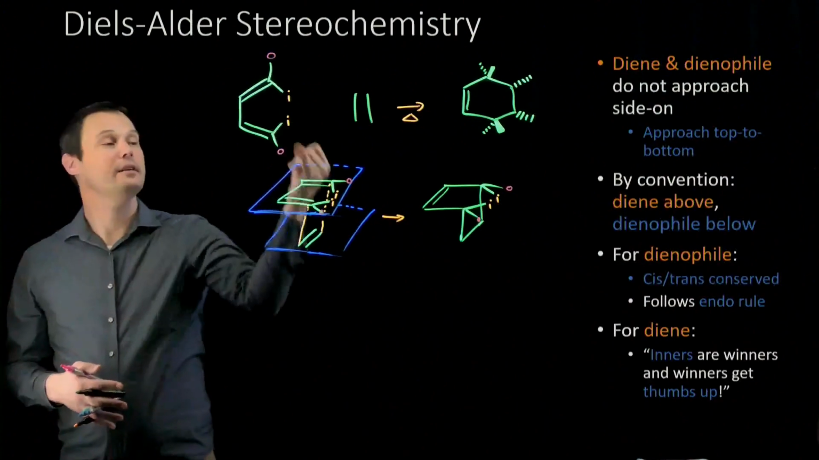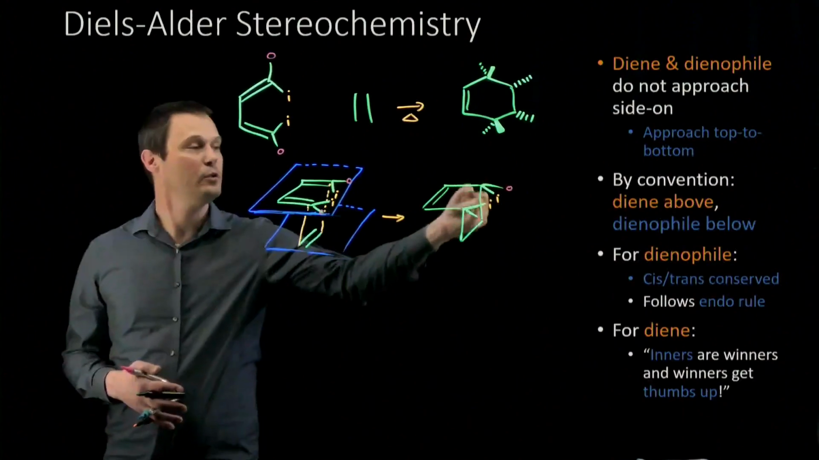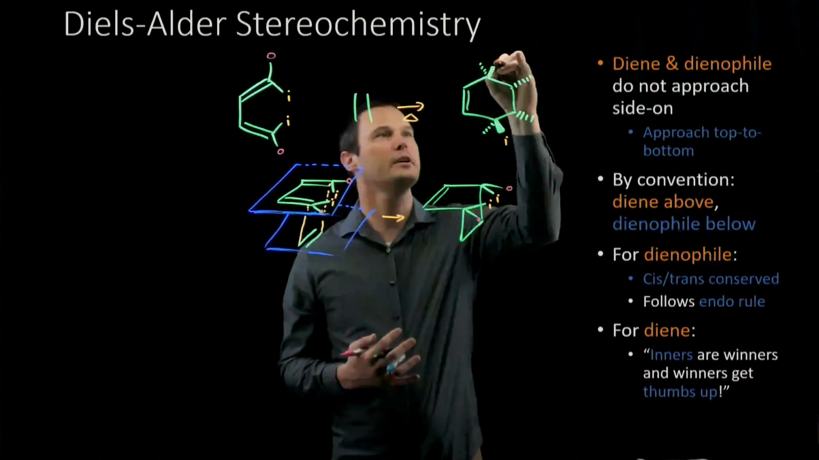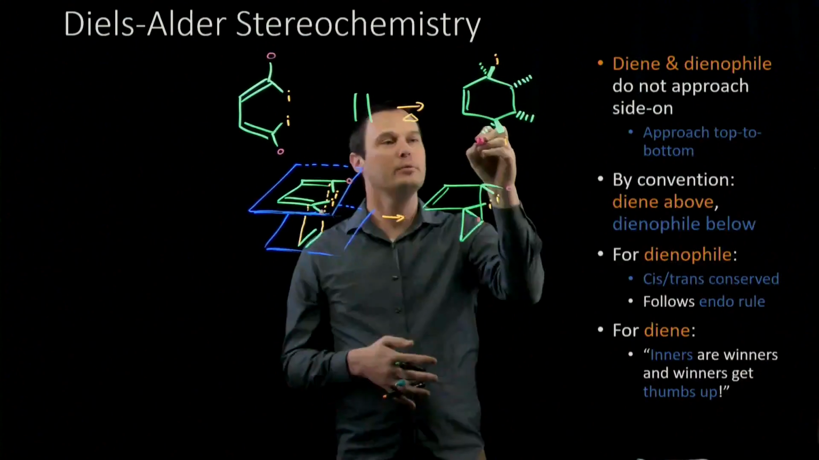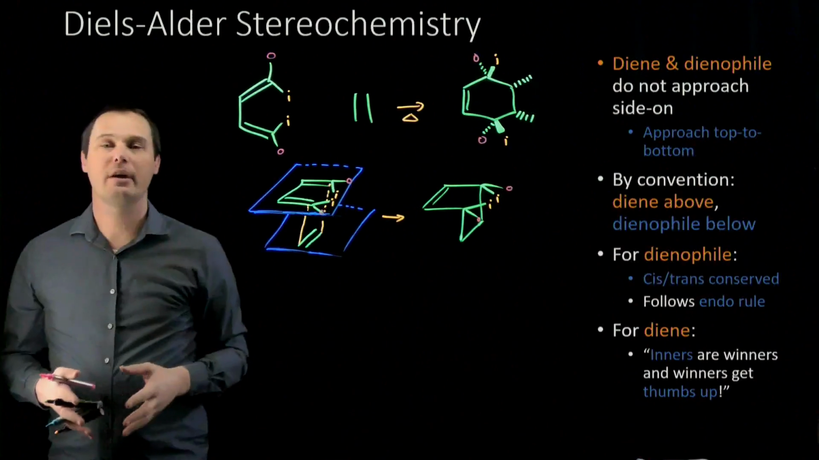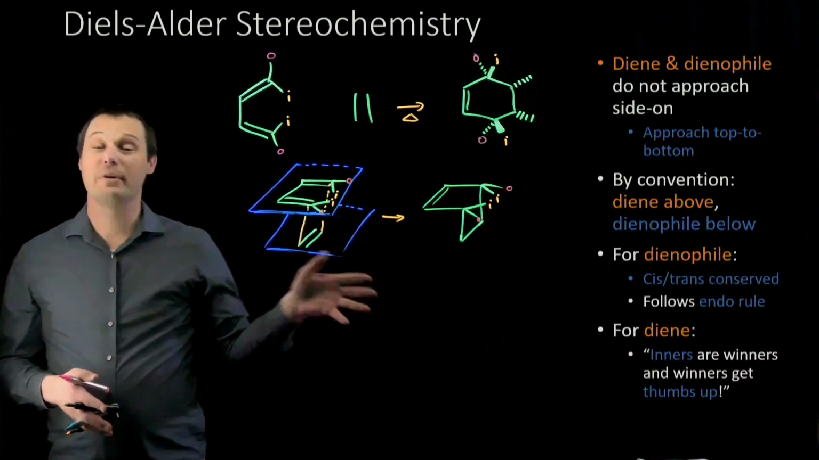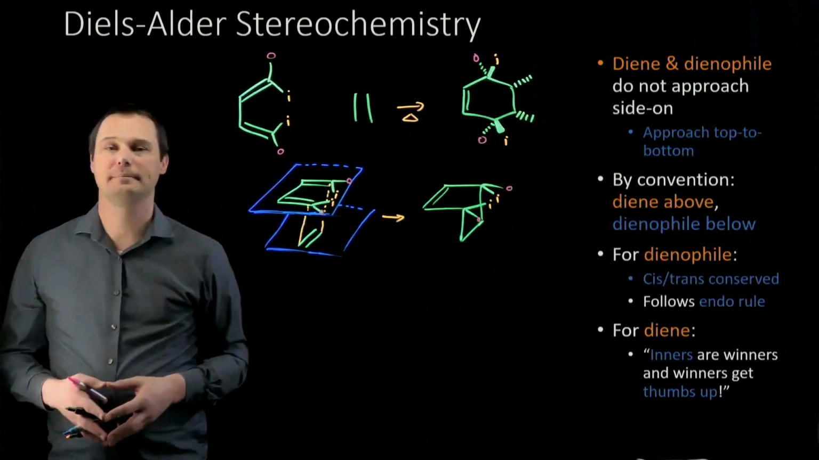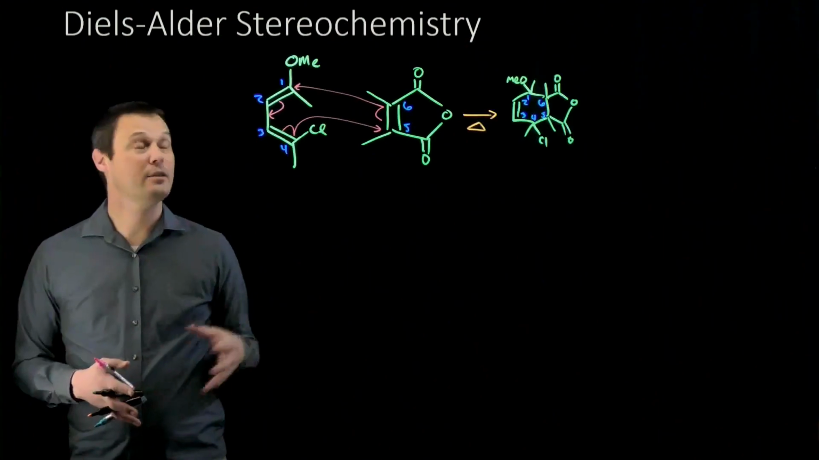As long as you can find the inner substituents, when this molecule unfolds, these inner substituents will get pushed up onto wedges, so inners are winners, and winners get thumbs up. The outer groups end up being on the dash. They are not the inner substituents, so they don't get thumbs up, they get thumbs down, and they end up on the dash in our final product. And with these 2 pro tips, you have everything you need to know to figure out the stereochemistry of any Diels-Alder problem. All right, with that under our belt, let's go back and look at this example.